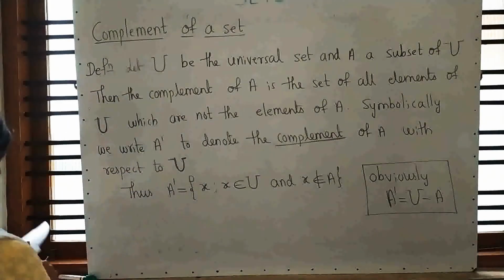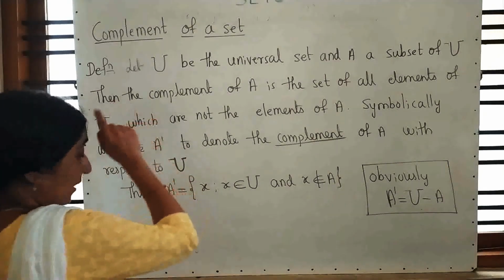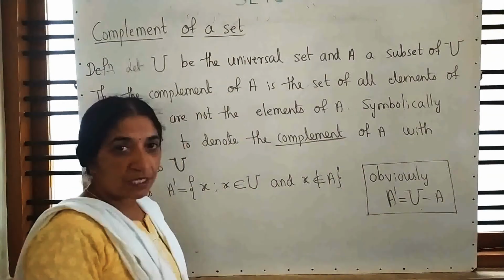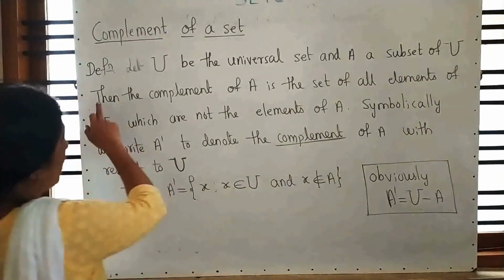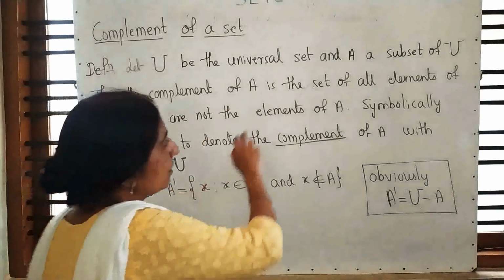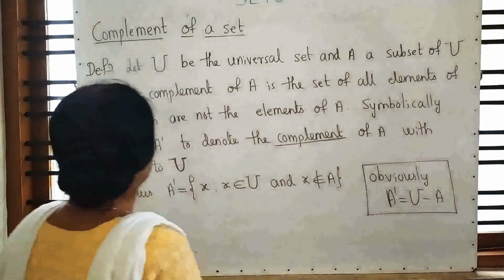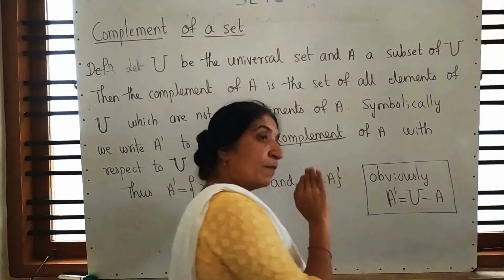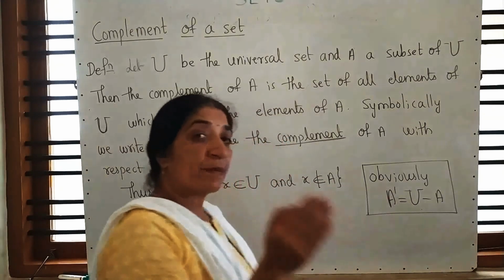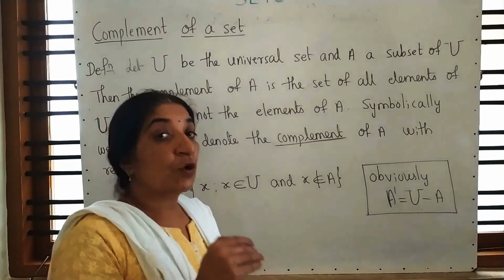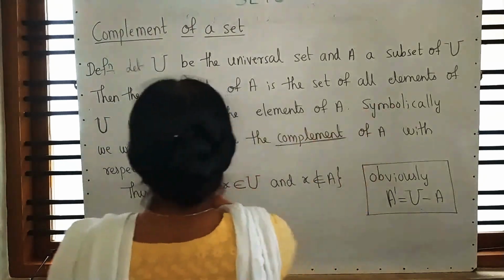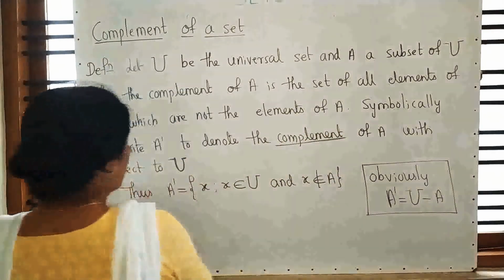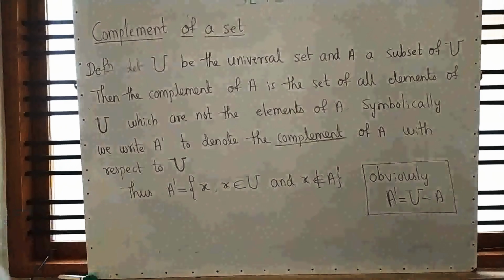Write down the example. See, once again I am reading the definition. I am not reading, I am explaining. Let U be the universal set and A be the subset of the universal set U. Then the complement of A is the set of all elements of U which are not the elements of A. Understood? When you are comparing the set with the universal set, they are present in the universal set but not in A. Symbolically, we write like this. This is very important to denote the complement of A. And with respect to what? With respect to the universal set.